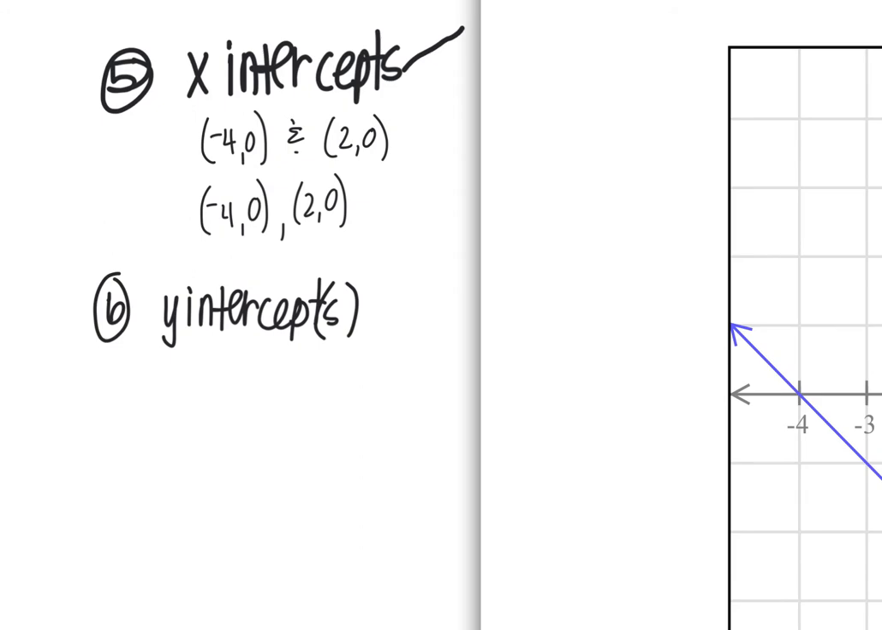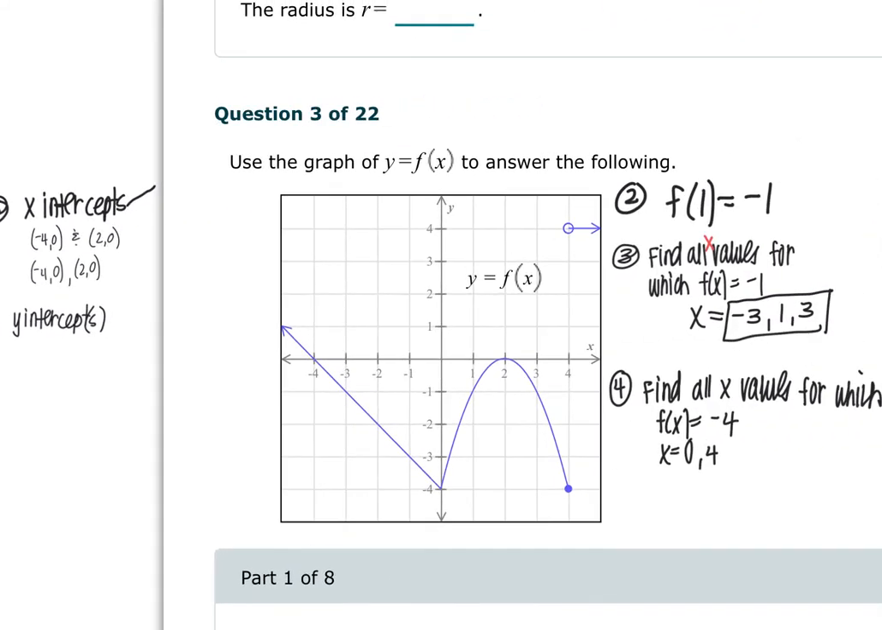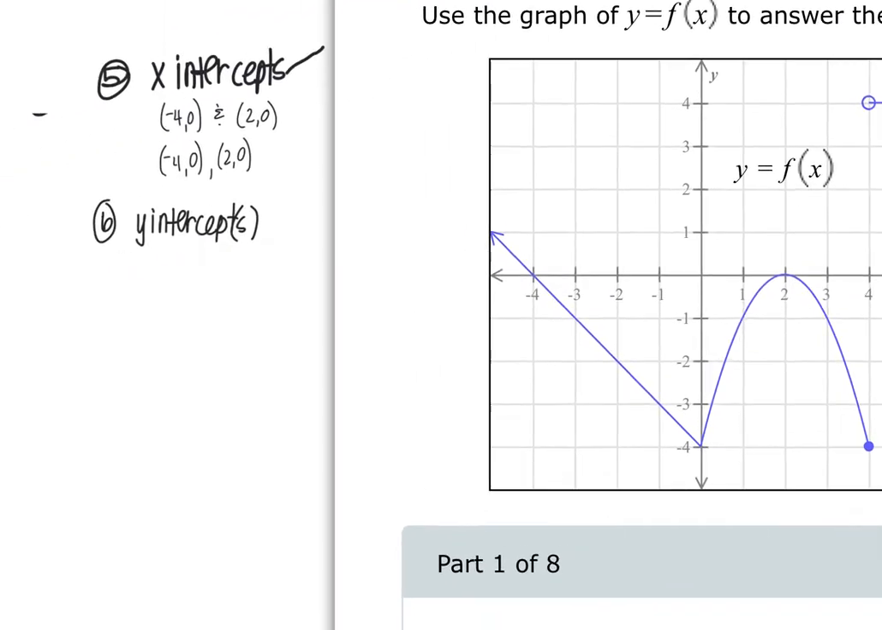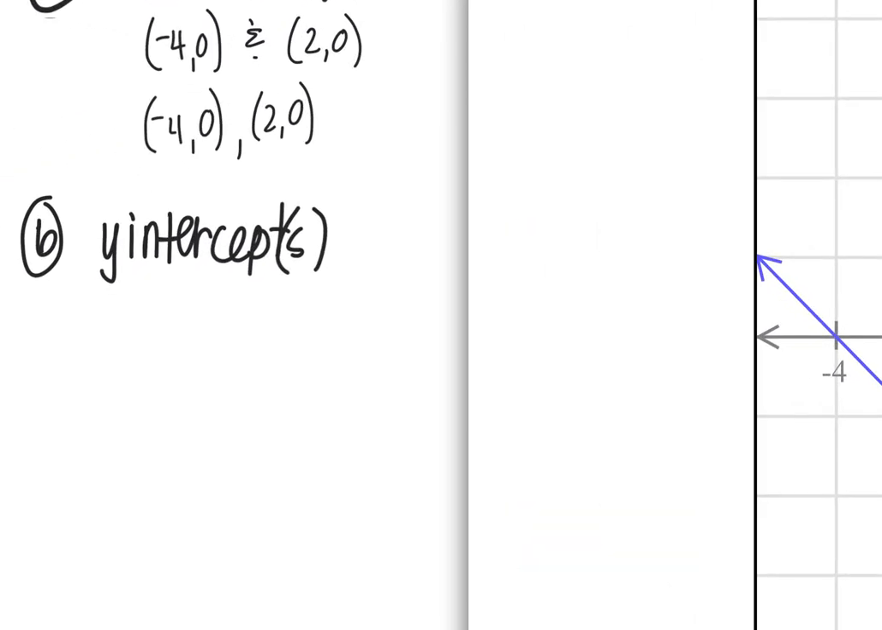The next part asks what the y-intercepts are. The y-intercepts are where you cross the y-axis. We are looking right here at the y-axis, and where we cross that is the point 0, -4. That's the only place that this graph crosses the y-axis. So 0, -4 is our only answer there.